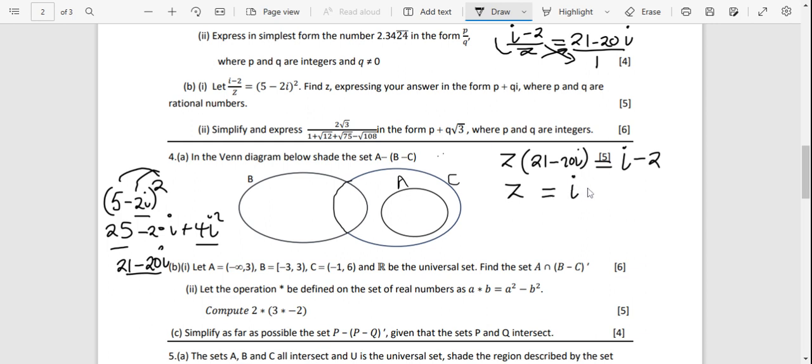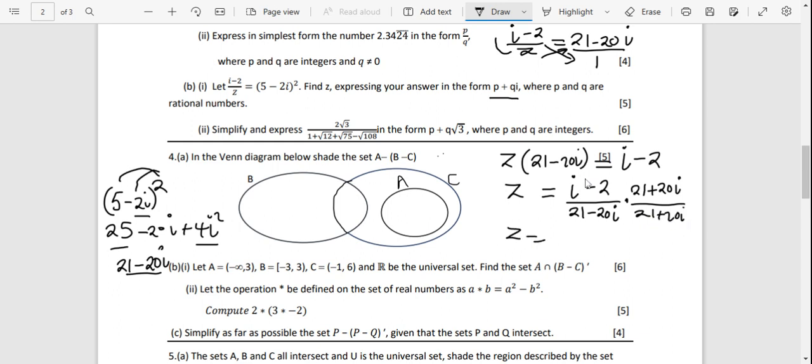That will be z is equal to i minus 2 over 21 minus 20i. And then from here, conjugate, since you want to leave your answer in the form p plus qi. Multiply on top by 21, just change the sign, plus 20i. Okay? Also down by 21 plus 20i.